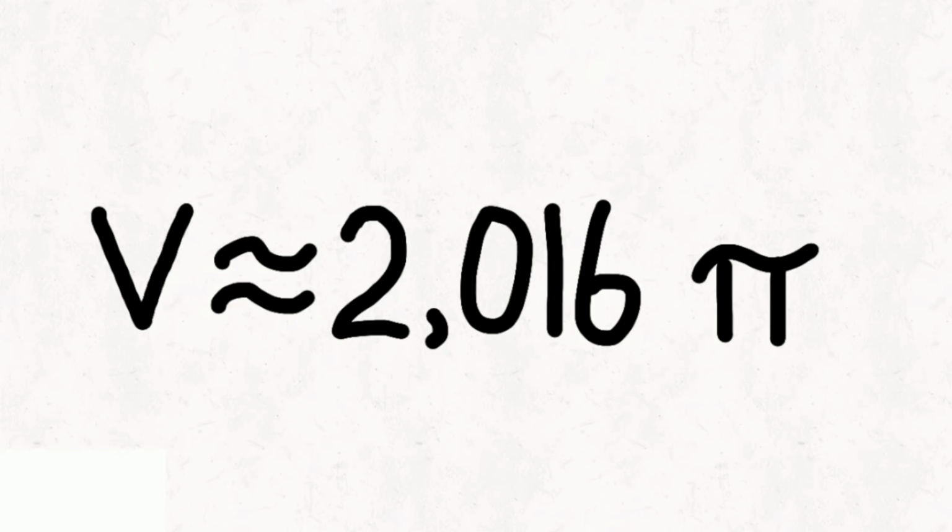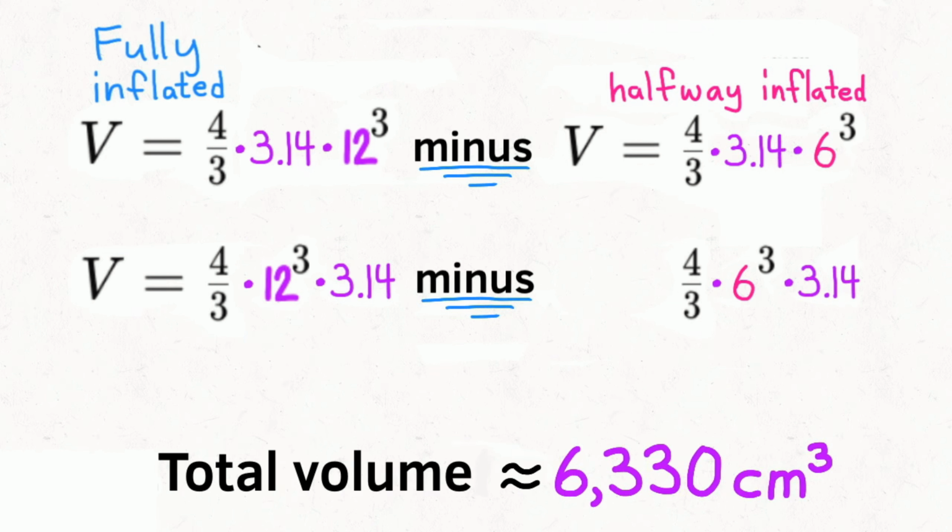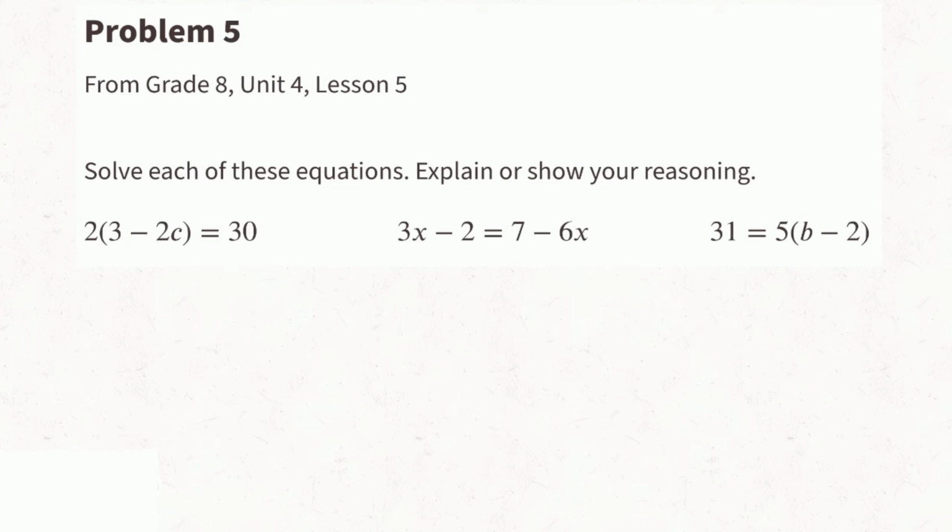Now let's find out approximately how many cubic centimeters of air we need to fill the basketball. 2016 times 3.14 is approximately 6,330. So the total volume of air that you would need to continue to fill the basketball would be approximately 6,330 centimeters cubed.